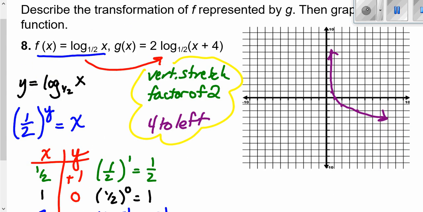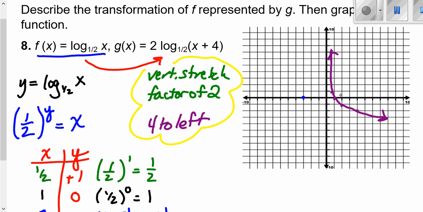So here's my graph, and then I'm going to apply the transformation. So we said we're going to stretch by a factor of 2 and move 4 to the left. So for instance, this point is at 0, and if I multiply by 2, it's still at 0. But 4 to the left, we'll move it here. This point was at 1 for the y, and so if I multiply it by 2, it will be at 2, and then I go 1, 2, 3, 4.